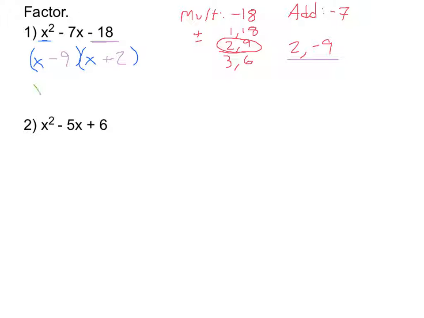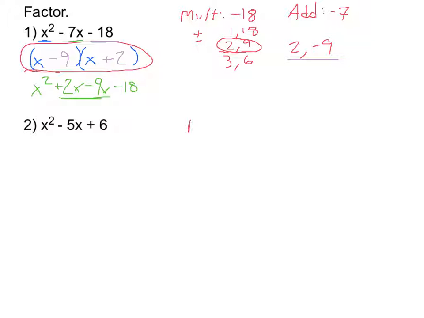So if we were to FOIL this back together, x times x is x squared. The outers, x times 2 is 2x. The inners, negative 9 times x. And then the last, negative 18. And if we were to combine these, we get negative 7x, just like we're supposed to. So that is the factored form of this. Okay, the same thing goes on in number 2.